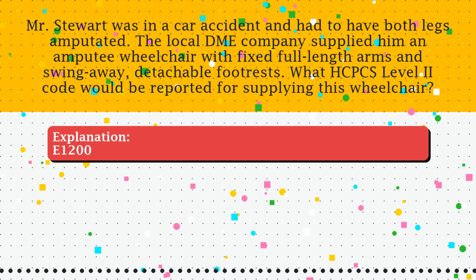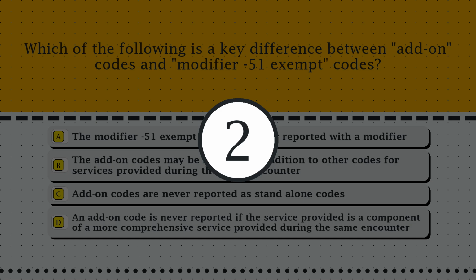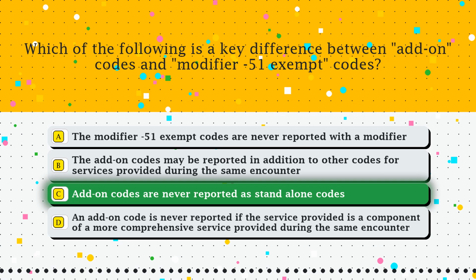Question 181. Which of the following is a key difference between add-on codes and modifier -51 exempt codes? Option A. The modifier -51 exempt codes are never reported with a modifier. Option B. The add-on codes may be reported in addition to other codes for services provided during the same encounter. Option C. Add-on codes are never reported as standalone codes. Option D. An add-on code is never reported if the service provided is a component of a more comprehensive service provided during the same encounter. The correct answer is option C. Add-on codes are never reported as standalone codes.